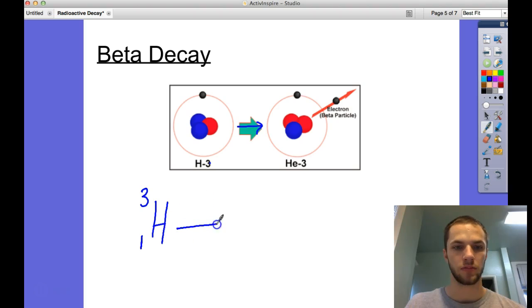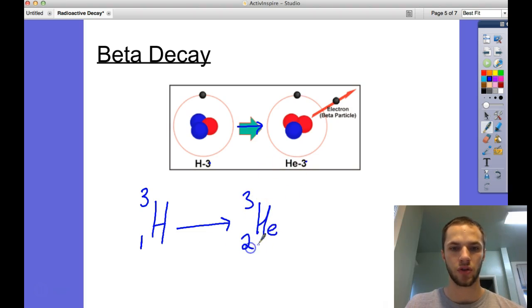Then arrow, this is going to produce helium-3. So He with a mass of 3. Helium has an atomic number of 2. Now I've got to figure out what's going to be left. Well, 3 equals 3 plus something. Well, that number has to be 0. And then 1 equals 2 plus something. So this number has to be a negative 1, because negative 1 plus 2 is equal to 1.